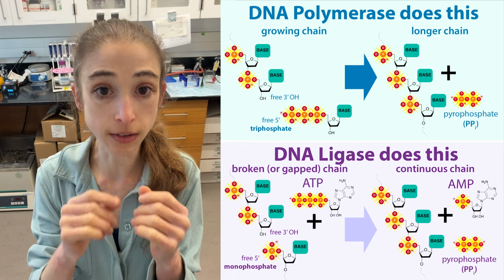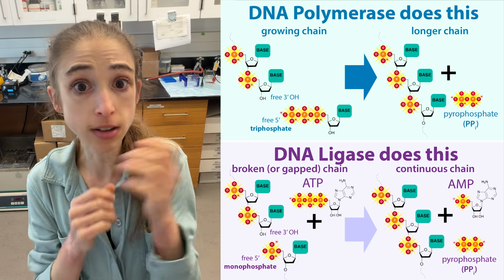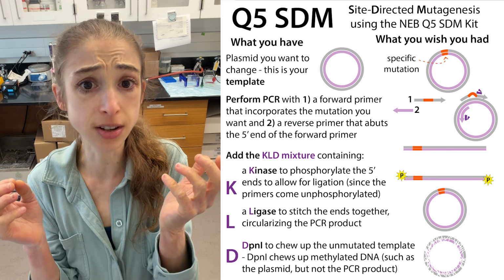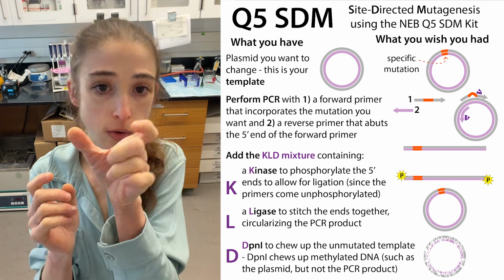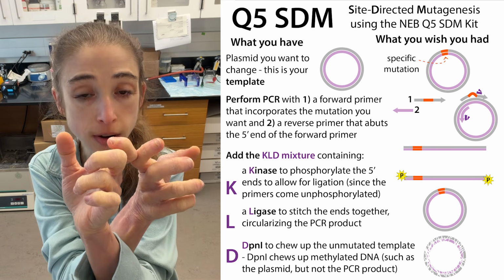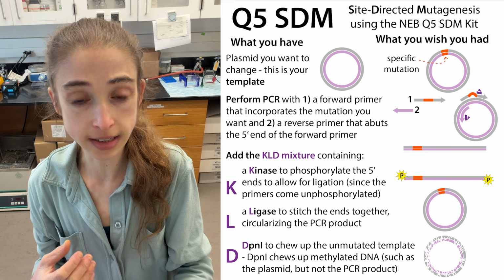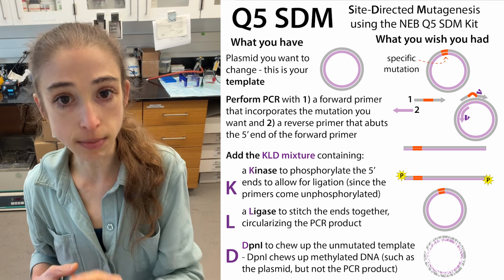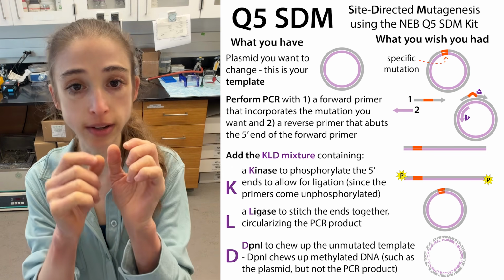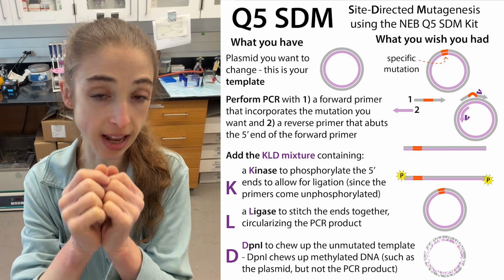DNA ligase needs phosphate groups too, but when you buy those primers, those short pieces of DNA, you typically don't buy them phosphorylated because they're going to charge you a bunch to phosphorylate them. And so the primers are where you're going to have to join together, and they're not phosphorylated, so we need to phosphorylate them. The enzymes that phosphorylate things are called kinases. So the K in the KLD mixture is the kinase, and the L is the ligase. The kinase is going to phosphorylate the ends of the DNA so that the ligase can stitch them together.